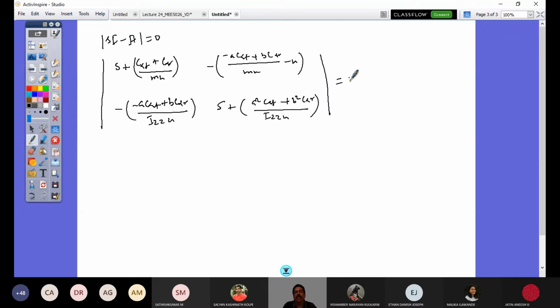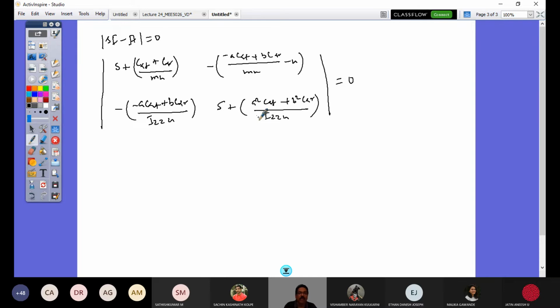What is this determinant? It is called a characteristic polynomial. Making this characteristic polynomial equal to 0 is what is called a characteristic equation. So if I work out this determinant, we have a11 into a22 minus these terms.